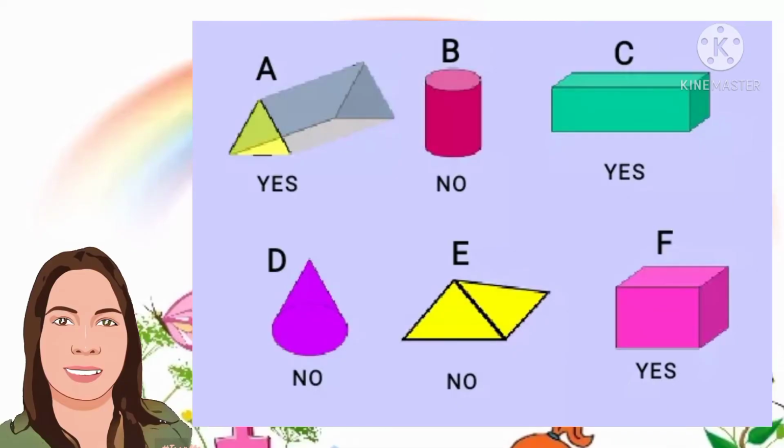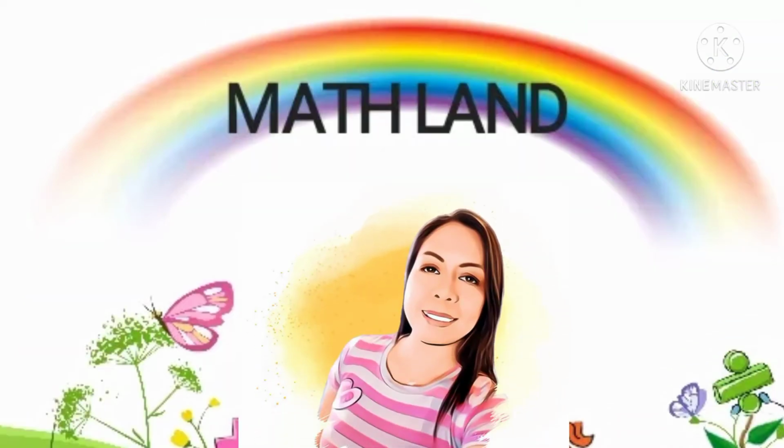Yes, your answers are correct. Letters B, D, and E are not prisms. Only letters A, C, and F are prisms because they have two identical ends and flat sides. You are great. Here's a very good clap for you.